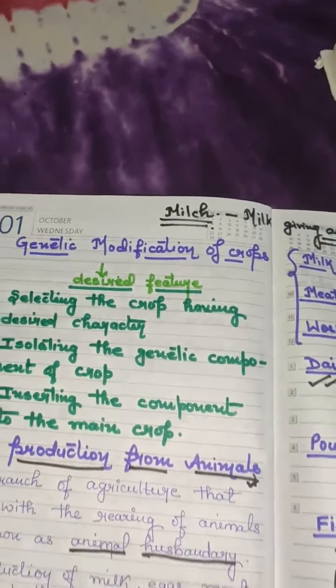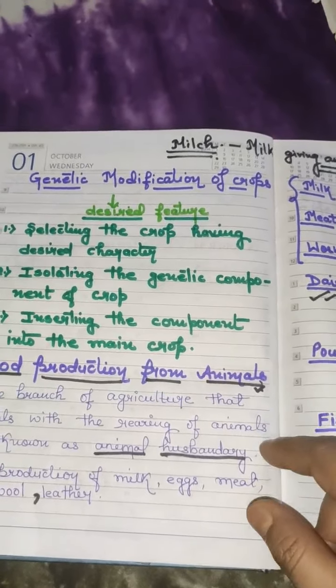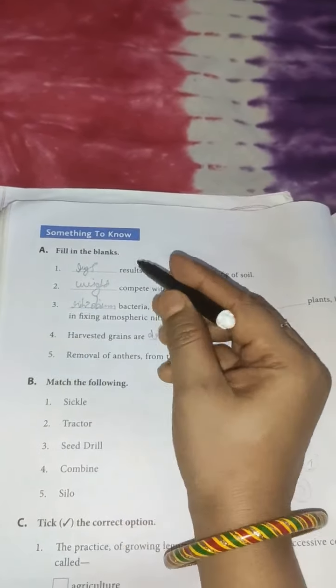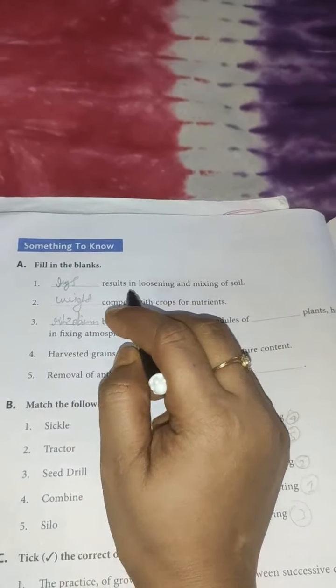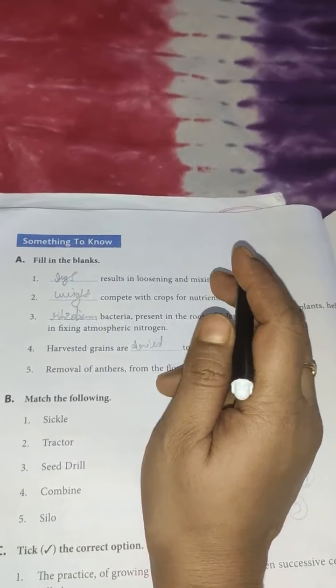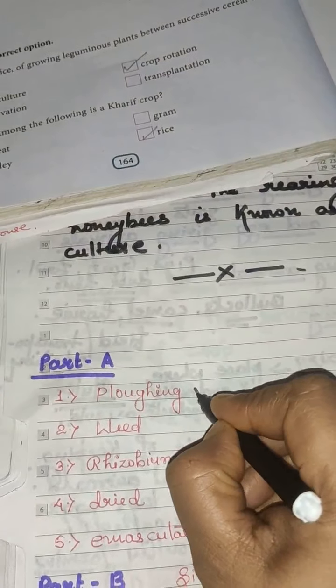Now it's time to discuss the objective question answers of the chapter Crop Production and Management. Part A, fill in the blanks. We have to fill these blanks with suitable words. The first question is, dash results in loosening and mixing of the soil. If you remember the very first step in agricultural practices, it is the preparation of the soil. And how do we prepare the soil? By plowing. So the answer is plowing. Plowing results in loosening and mixing of the soil.